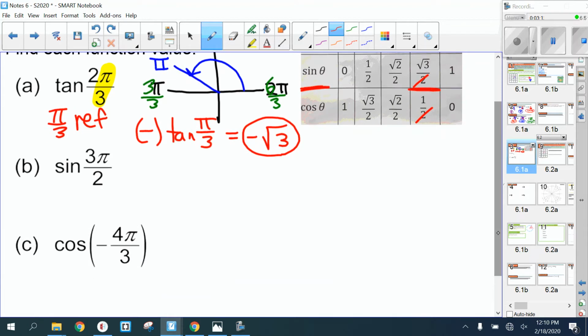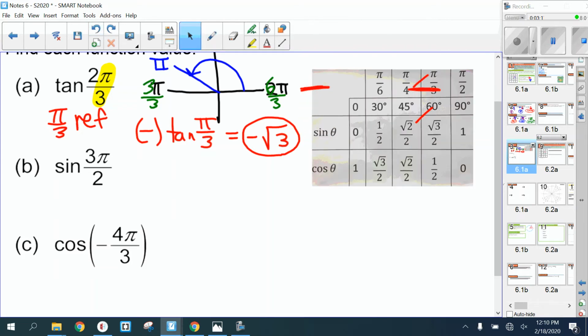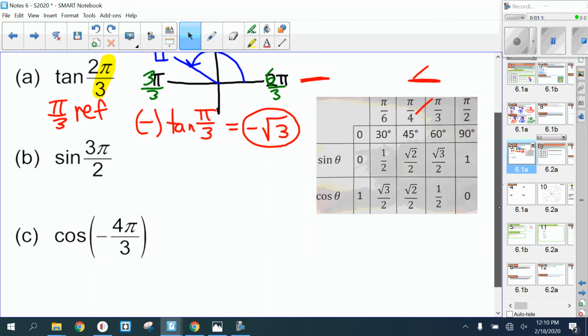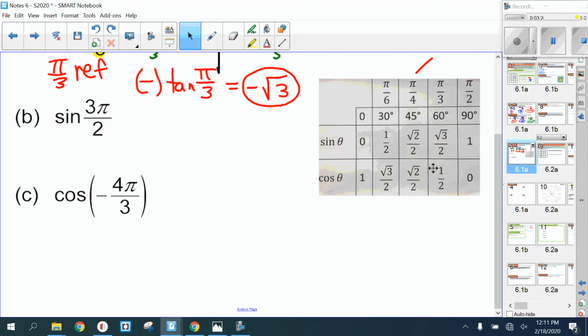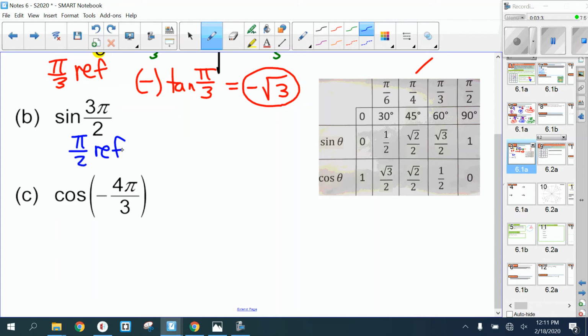Sine of 3 pi over 2. It should be really fast. I'm going to move this chart down here. You should be able to see really quickly that this is going to be a pi over 2 reference. This is a pi over 2 reference. All right. So if you look at sine of pi over 2, we're obviously looking right here. We just don't know if it's 1 or negative 1 yet. And that's why we have to think about the location.